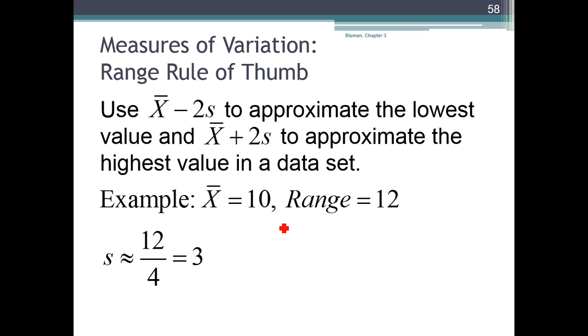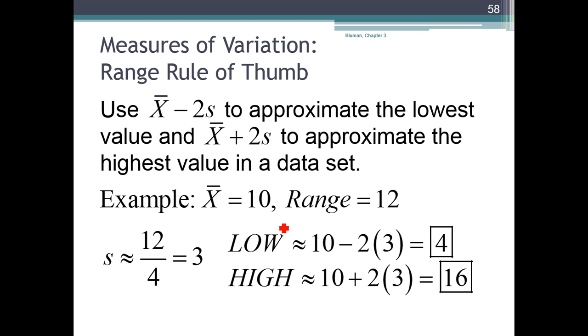If we then take our mean and go 2 below and 2 above, so that's 2 times our standard deviation below because we're subtracting, our low value is 4. And if we take our mean plus 2 times that standard deviation, we would get approximately our high value, which is 16. Again, because this number is approximate, we can't be guaranteed that these numbers are perfect, but they should be pretty close. Again, it's a quick approximation of the two.